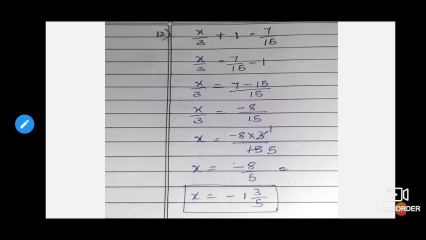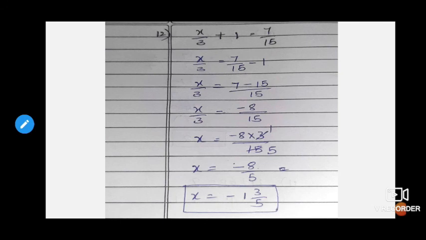Here if you will not understand that cross multiplication method children, to get the denominator as 15 for 1, we have to multiply with 15 by 15. So 7 by 15 minus 15 by 15, both the denominators will be same, then we can take 7 minus 15 by 15. Even in that way also you can do. Now x by 3 is equals to minus 8 by 15.